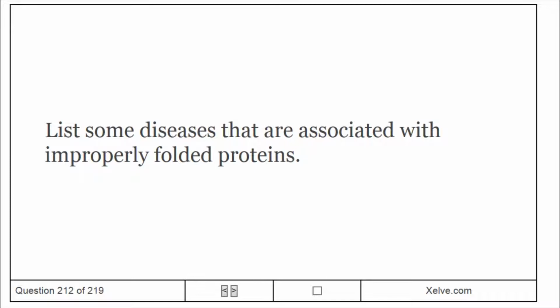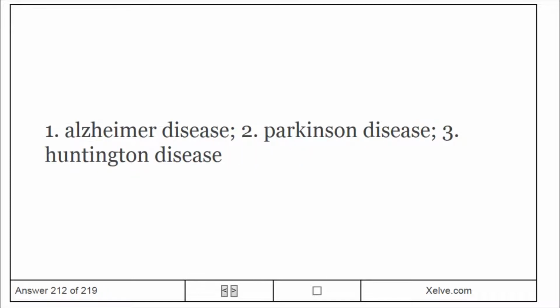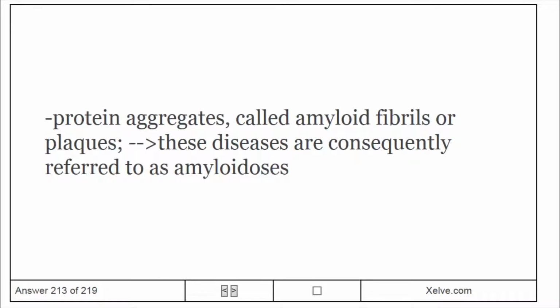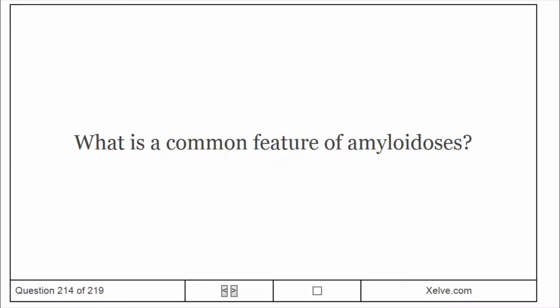List some diseases that are associated with improperly folded proteins. 1. Alzheimer's disease. 2. Parkinson's disease. 3. Huntington disease. What do all of these diseases result in the deposition of? Protein aggregates, called amyloid fibrils or plaques. These diseases are consequently referred to as amyloidoses.